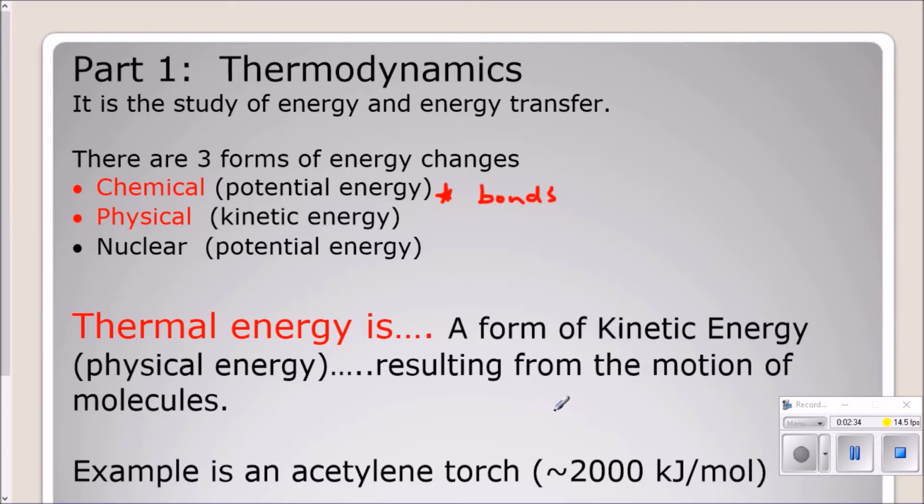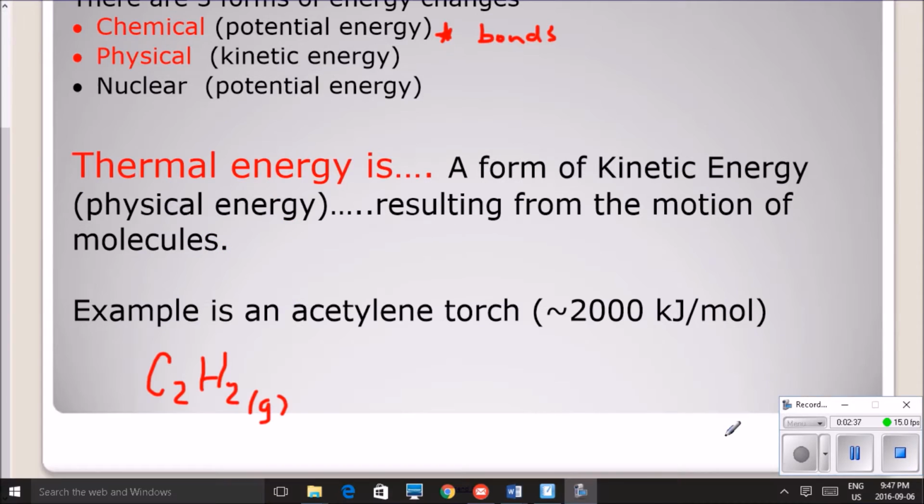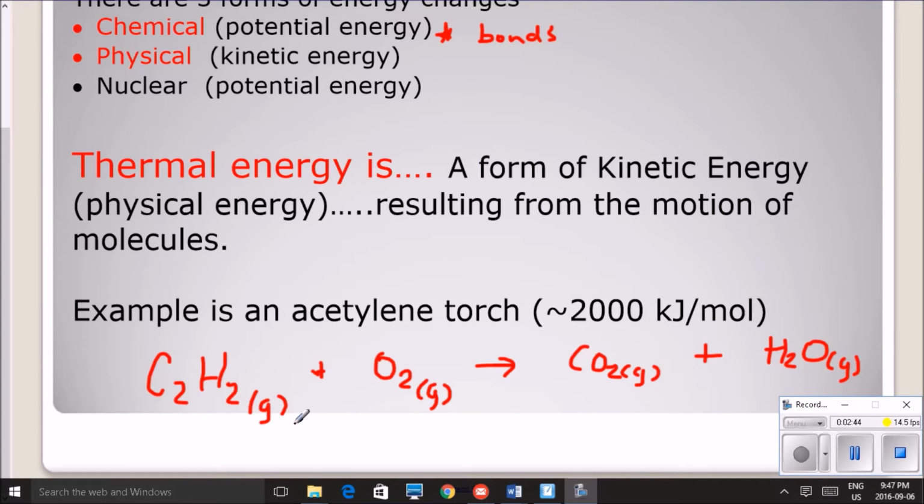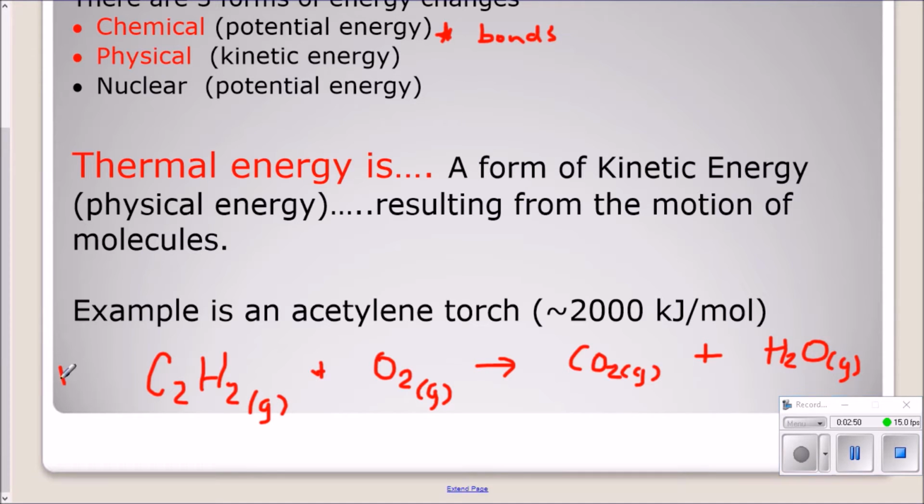So what is acetylene? It's C2H2. Now when we burn it, it reacts with oxygen and we make CO2 and water. Now, to describe thermal energy in this chemical equation, we have to turn it into a thermochemical equation. Right now it's a skeleton equation, so let's balance it quickly.